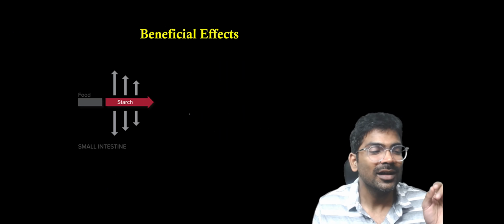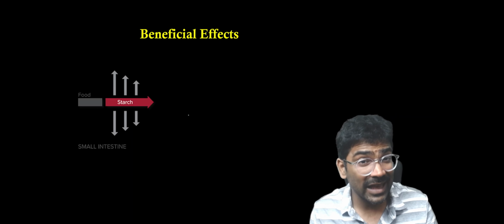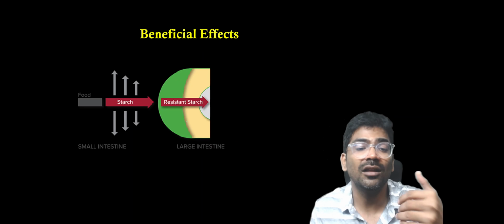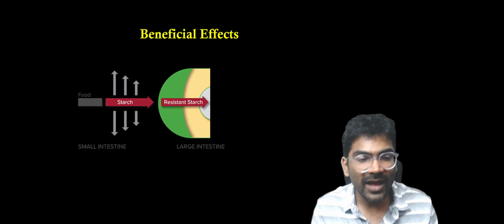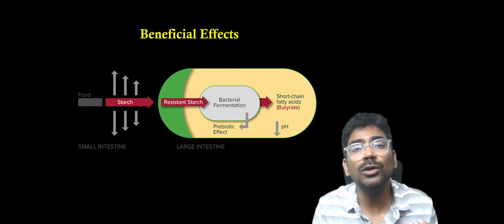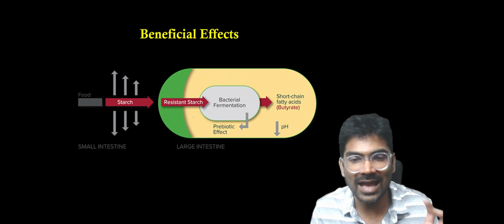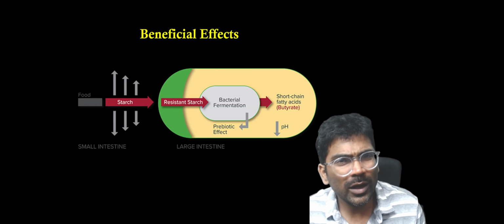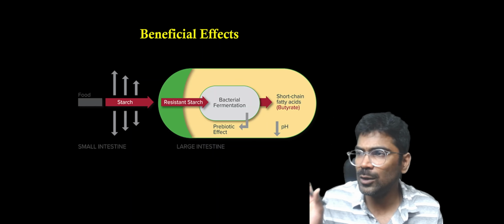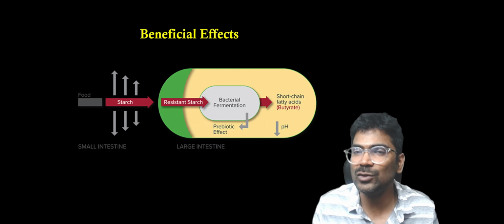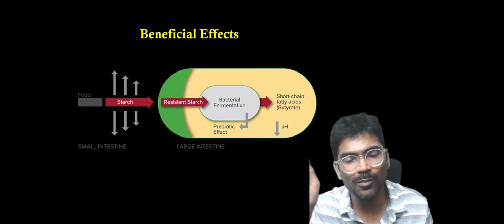As we know, resistant starch escapes absorption in the small intestine and comes to the large intestine, where it is acted upon by the bacterial flora to produce butyric acid. Resistant starch has a prebiotic effect. What is prebiotic and what is probiotic? I have explained the difference between these two very clearly in this video. Please have a look.